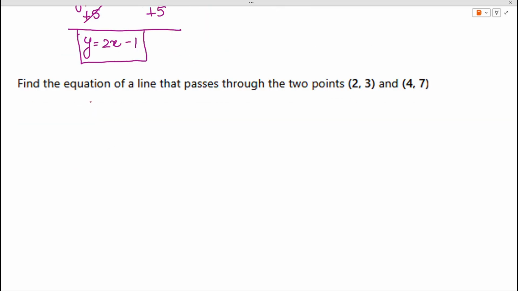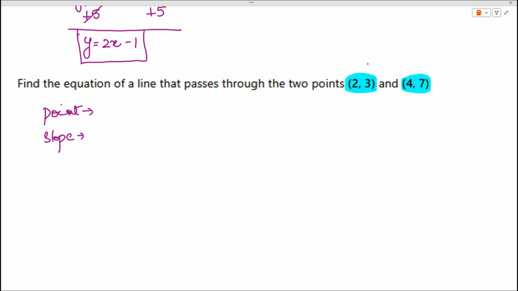Now, let us try doing another question in which we have to find the equation of a line which passes through two given points. The first point is 2, 3, and the second point is 4, 7. So to be able to use the point slope form, we need a point and we also need the slope of the line. Now, we have been given 2 points. So here we can use any one point, but we additionally need to have the slope.